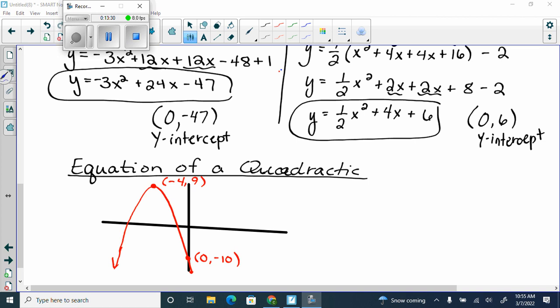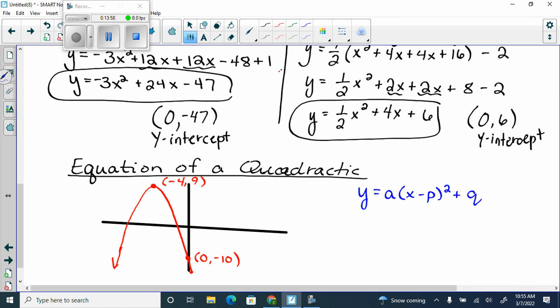So what do we need to do first? We need to label correctly. And I said this to you guys numerous times. Point it out. You labeled wrong. Point it out again. Labeled it wrong again. But anyways, the vertex, when we're in the form y equals a(x minus p) squared plus q.